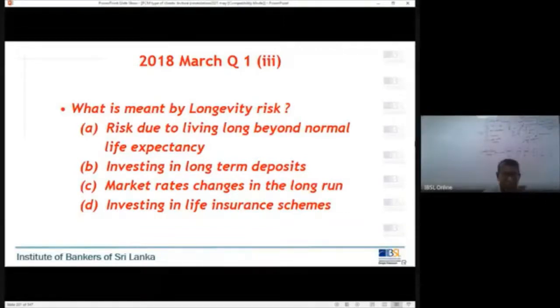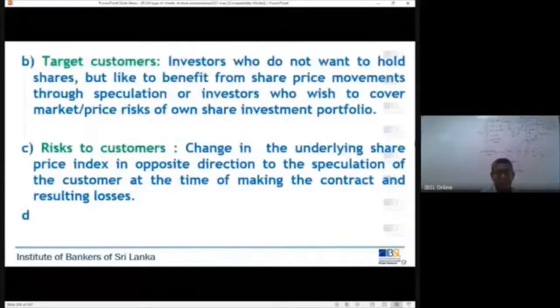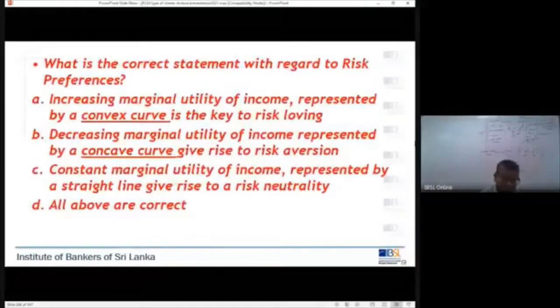Sometimes the examiner may ask what you mean by longevity risk. In 2018 they asked it in the form of an MCQ. You learned the MCQ, right? Now, some questions. Can you tell me the correct answer for this?